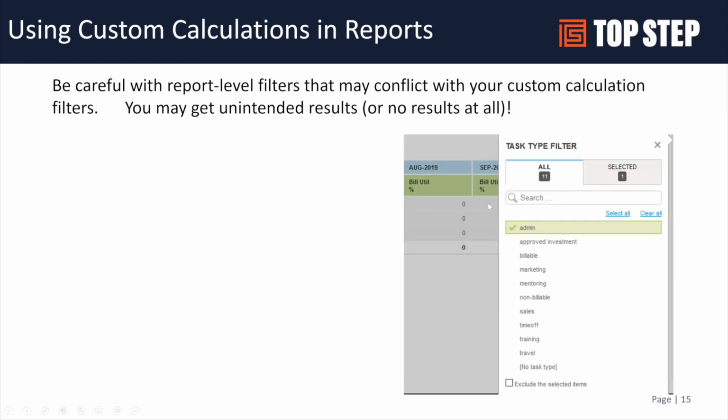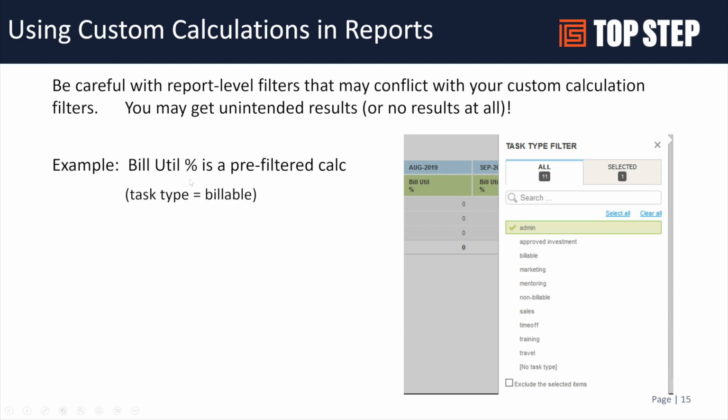So a couple of things about using custom calculations in reports. Let's say we create a value called billable utilization using a combination of custom calcs, and we're filtering on task type equals billable to get to our billable utilization value. Then we want to add billable utilization to a report, but we put in a task type filter that contradicts the filter inside of the custom calc.